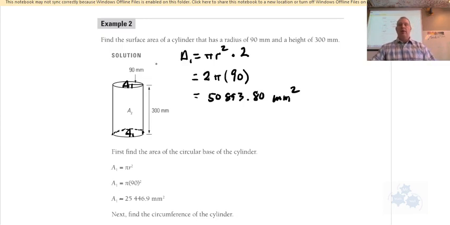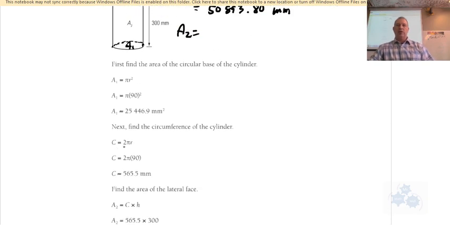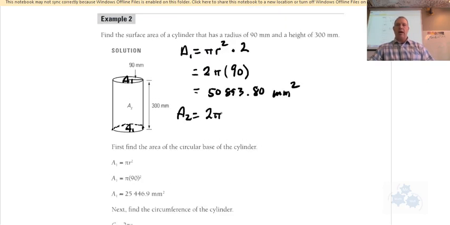And then the wraparound part is the circumference, okay? The circumference of the circle times the height. So area 2, and it should show up here. You can just look at it down here. So the circumference is this times the height, you see? Circumference times the height. And so what that would look like for you is 2 pi r h. 2 pi r times h. 2 times pi times 90 times 300.